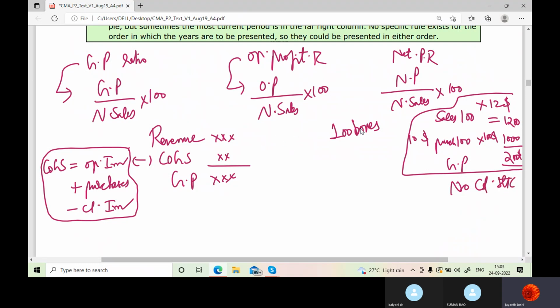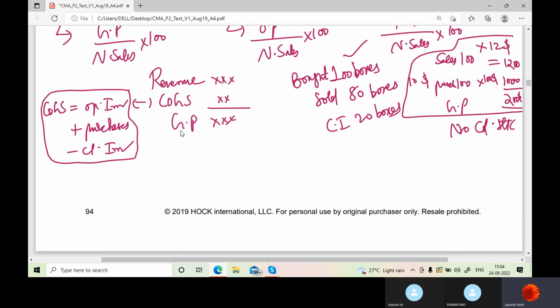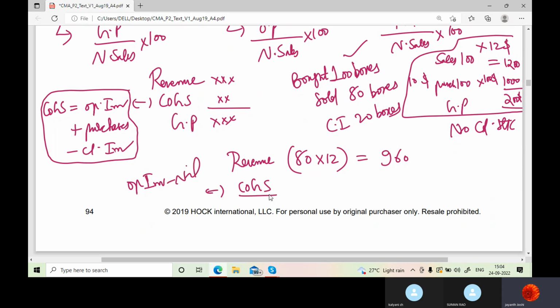But what if you bring 100 boxes and you sell 80 boxes? Bought 100, sold 80. So there is a closing inventory of 20 boxes, correct? So this is closing inventory. Now, we will try to understand this concept. So revenue, we sold how much? 80 boxes. So 80 into 12, 960, correct? Less COGS. Let's say opening inventory is nil in our case.